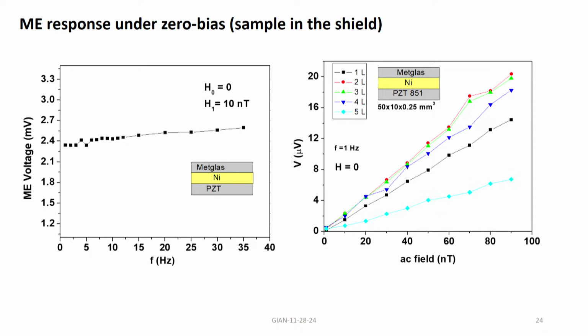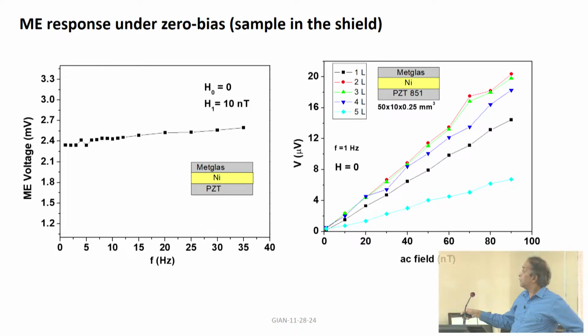And under this condition, this is what we found. We applied nanotesla AC magnetic field and measured the output voltage across PCT, and it is rather linear. So, that is what you need for a magnetic sensor. It has to produce a linear voltage output, which is proportional to the strength of the magnetic field. And these 5 different curves are for different numbers of Metglas layers, 1 to 5, and it is a pretty good sensor element.